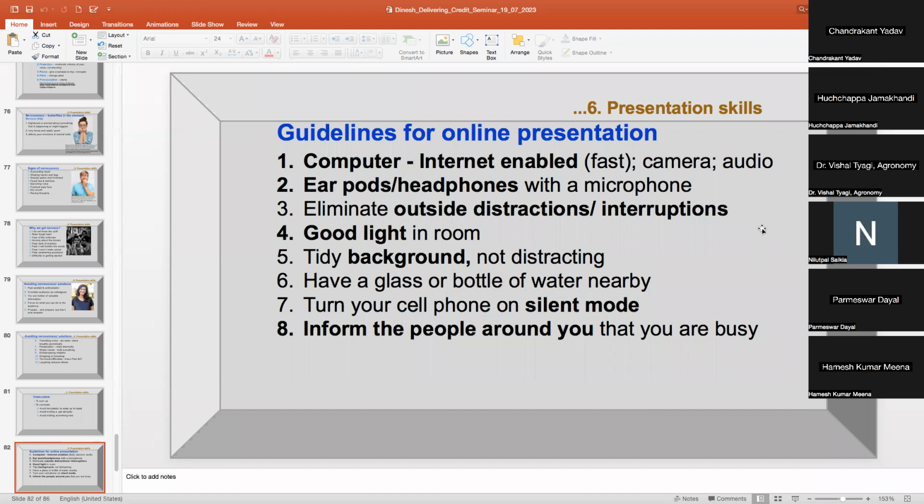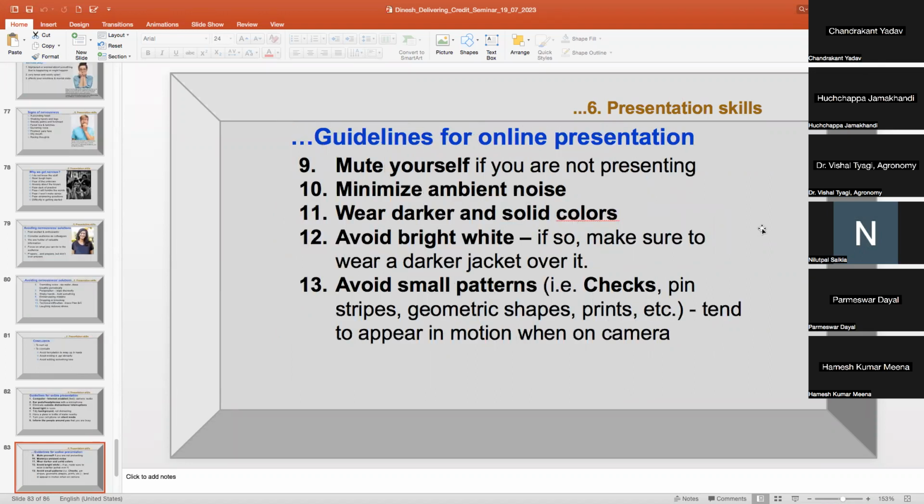Your phone should be off. Inform the people around you that you are busy, so nobody should make a call to you. If a call comes, it is on silent mode. Mute yourself if you are not presenting. Like today, now I am presenting this PowerPoint before you, so your voice is off. You have already turned it off. So minimize ambient noise to have more clarity.